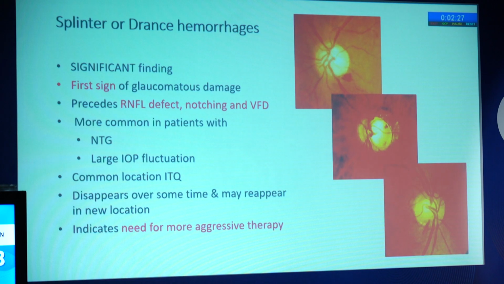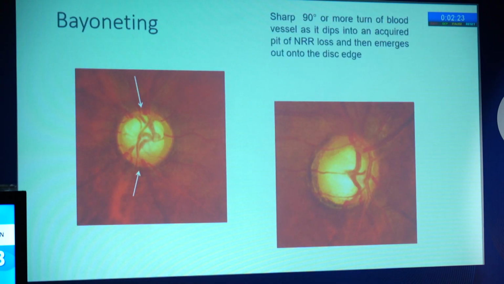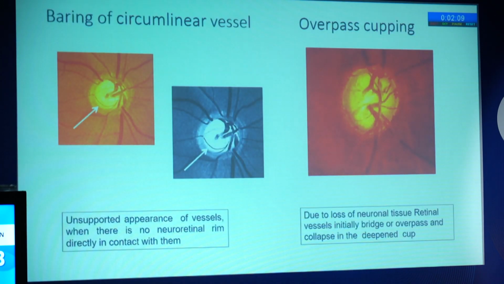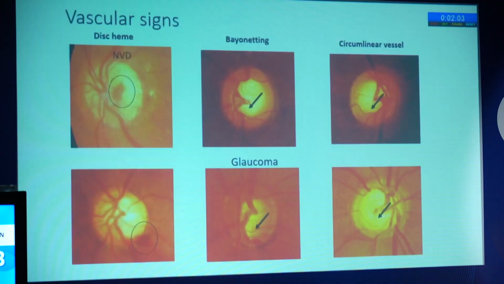If you see this, it is more found in patients with normal-tension glaucoma. Bayoneting is a common sign where the optic retinal vessels, when they traverse the optic NRR, turn almost 90 degrees where there is an optic fade. So this is called bayoneting. Baring of the circumlinear vessel we have seen. Overpass cupping is when the vessels bridge over the cup and suddenly collapse into the cup.